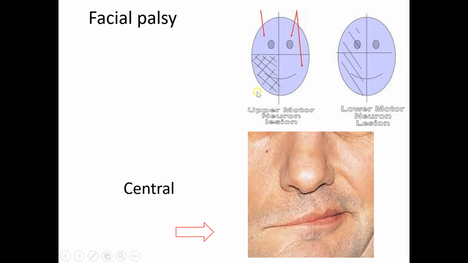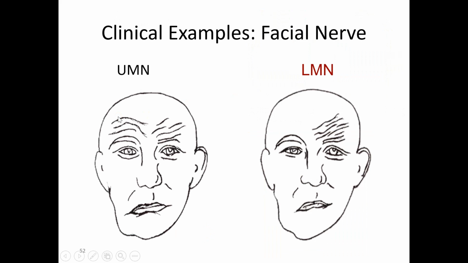Here you can see facial palsy again. This is an upper motor neuron lesion. You can see the upper part of the face is not involved, while the lower part of the face is involved in upper motor neuron lesions. While in case of lower motor neuron lesions, ipsilateral paralysis occurs in both the upper and lower parts of the face. Again, to show you an example, in upper motor neuron lesions you can see wrinkling of the forehead on the affected side, while in lower motor neuron lesions there is absent wrinkling and the orbicularis oculi is also weak on the affected side.